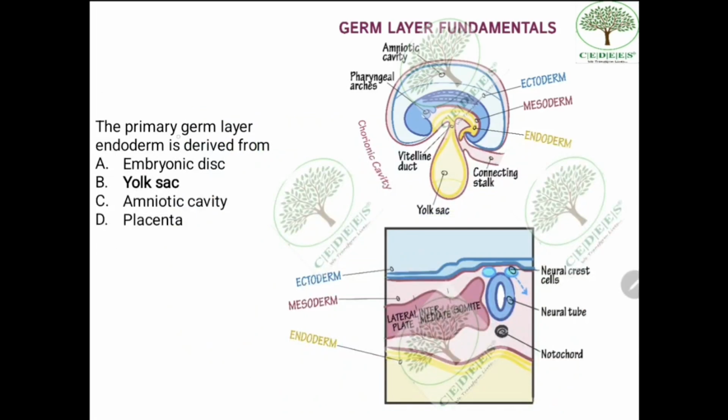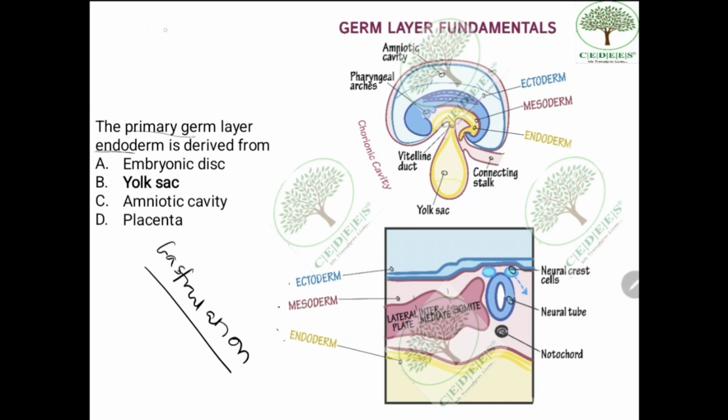Now the next question is: the primary germ layer endoderm is derived from what? Just focus on this diagram. You all know there's something called gastrulation, which is differentiation of the developing embryo into three layers: the ecto, meso and endoderm. How does this happen? First, I hope you all remember there's something known as the bilaminar disc. This was also asked to me by one student.